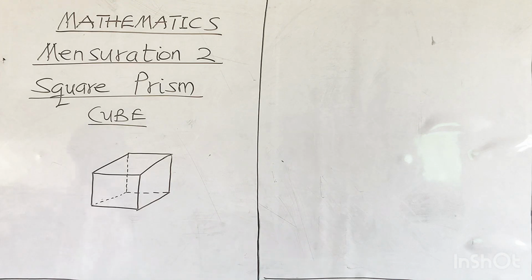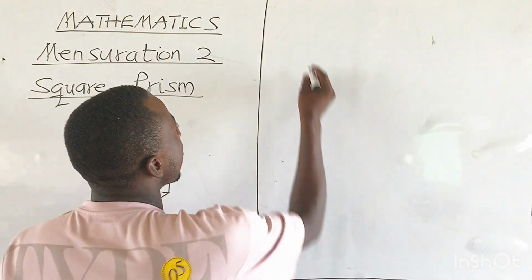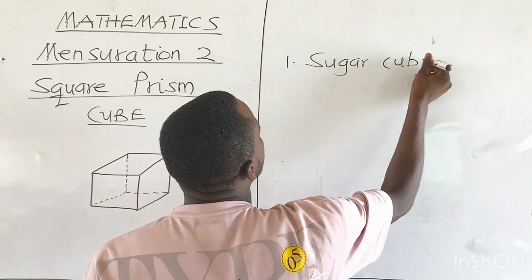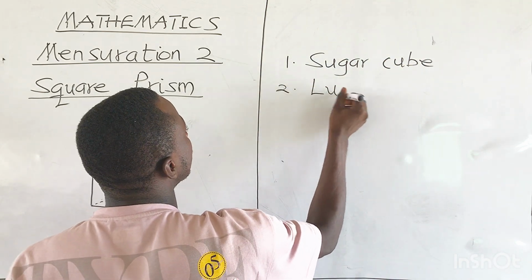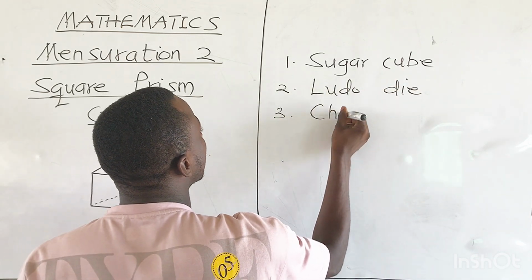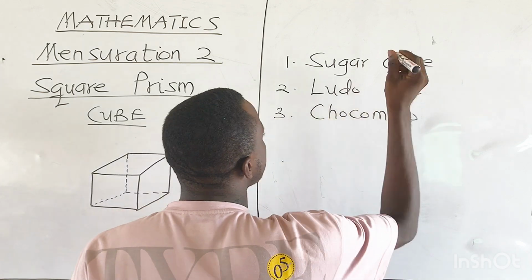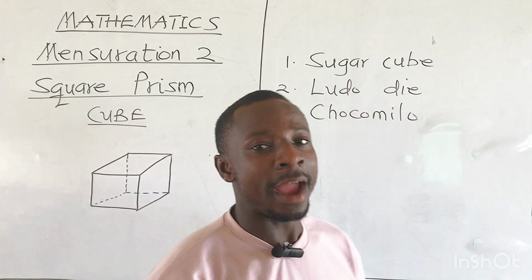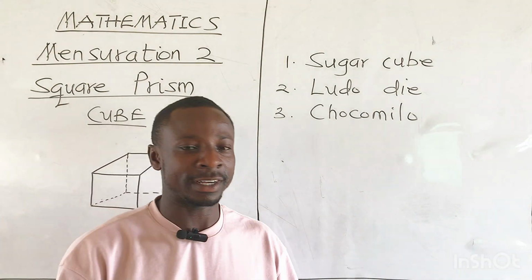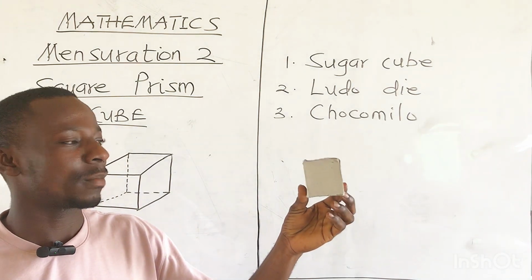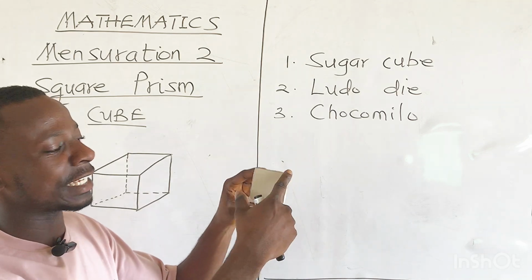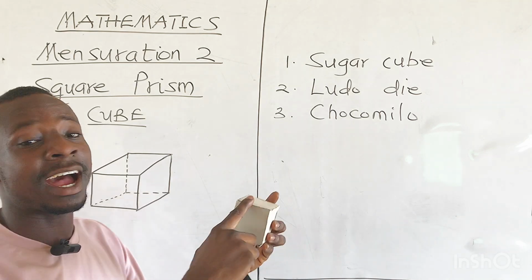Now let's look at some examples of cubes. So we can talk about sugar cube. We have ludo die. We have Chocomilo. These are all examples of cubes. So when you look at this artifact, this is an example of a cube. So you can see that the top is in the form of a square. It has the same base and each side has the same dimension.